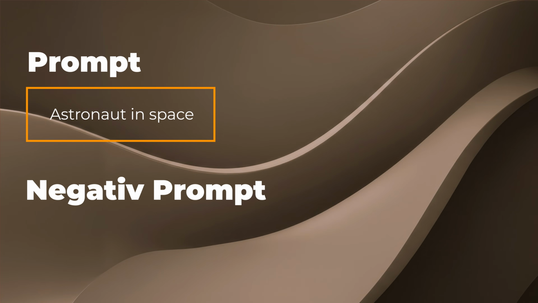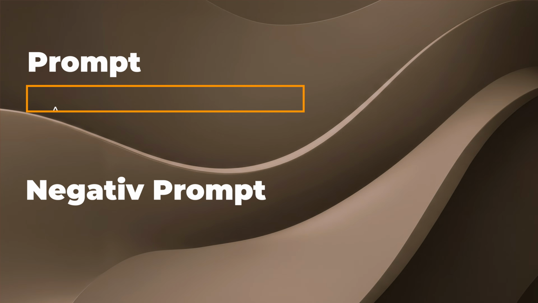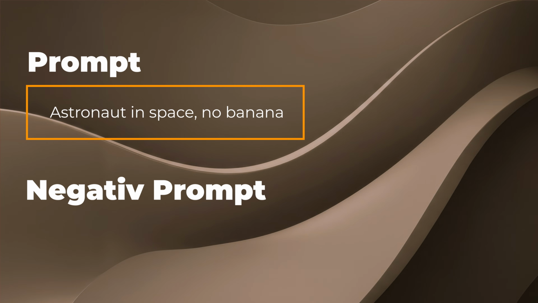Some image models offer the option of working with a negative prompt. There you can write down the things you don't want to see, for example, no bananas. But if that option isn't available, then absolutely do not choose to write these things into the regular prompt, for instance, "with no banana," because then you get something like this.